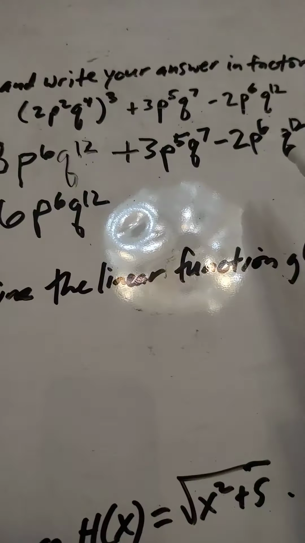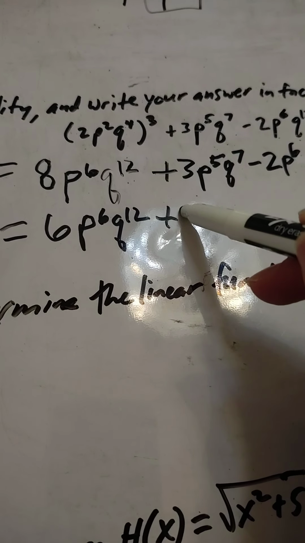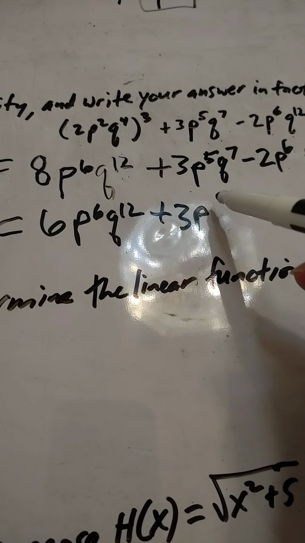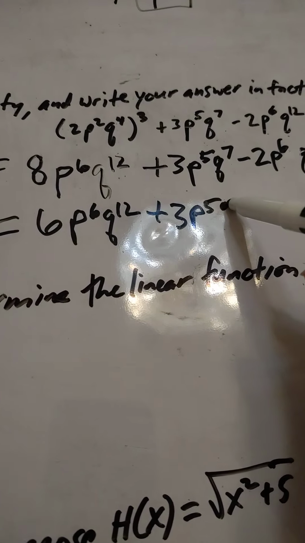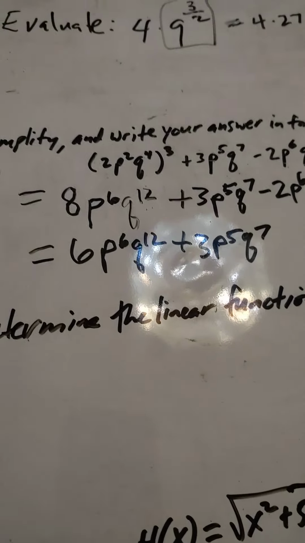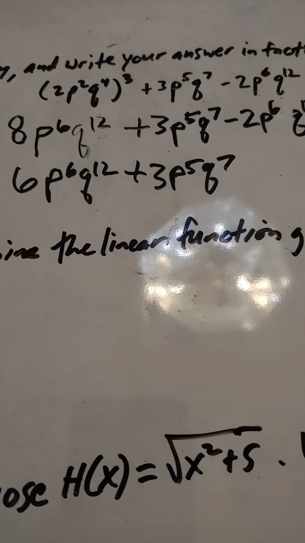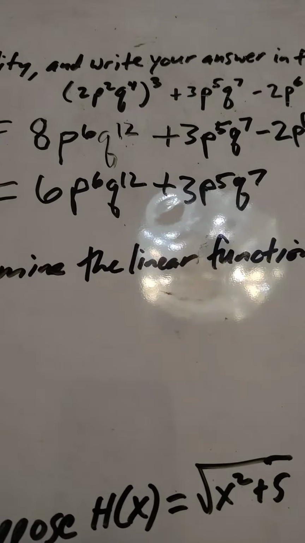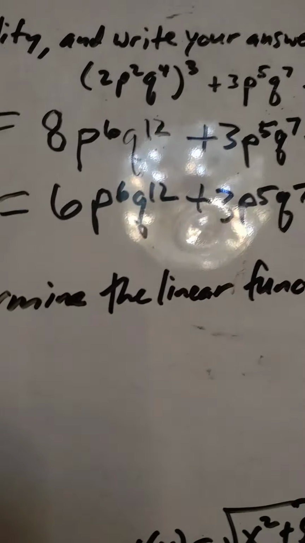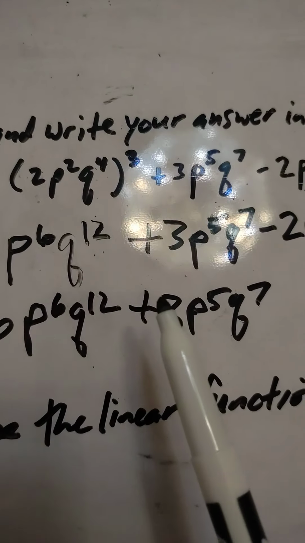So now all I have left is this middle term. So I'm going to rewrite that. Plus 3p to the fifth q to the seventh. So this would be simplified. Normally I would accept that as a final answer. But we want to follow directions. It says write your answer in factored form. This is not factored form because of that plus sign.